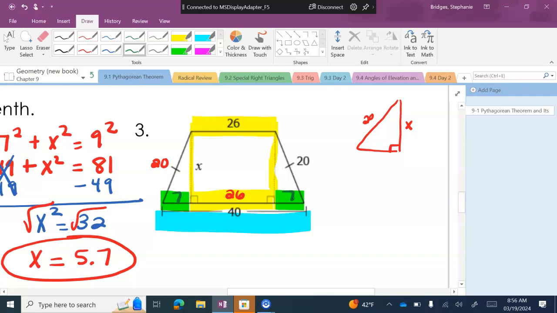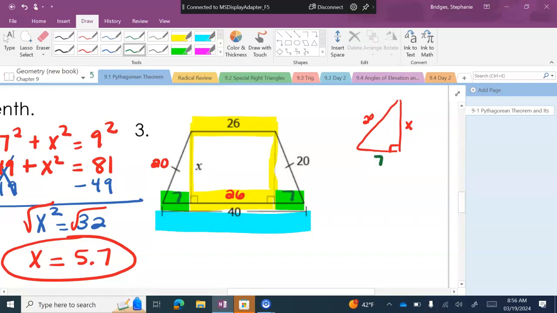The top part is 26. If we look at that middle section, we know it's at least a rectangle. And so we know from our rectangles, opposite sides are congruent. So I take the whole piece 40. I subtract out the 26. The leftover parts, I cut it in half. So this piece over here is now 7.